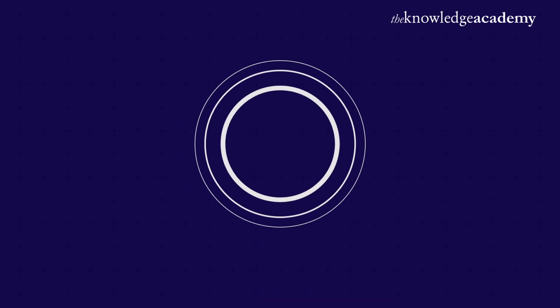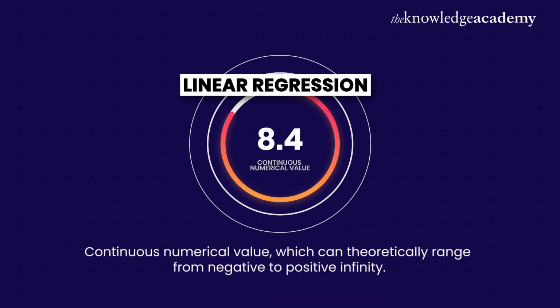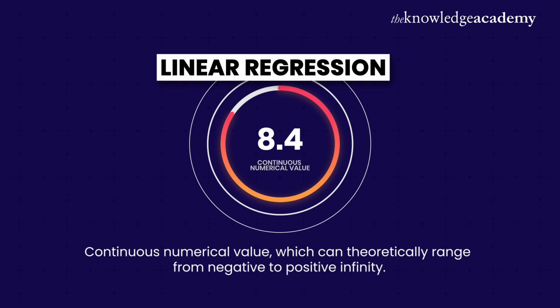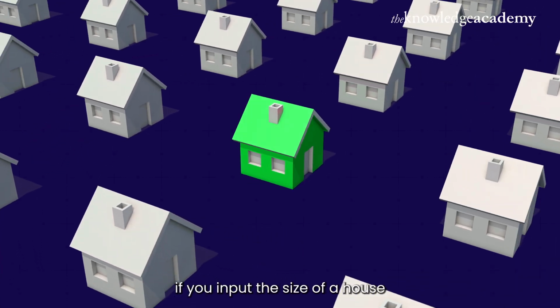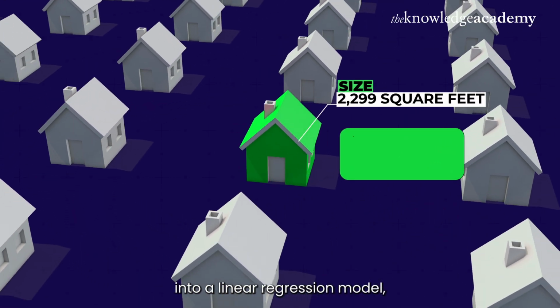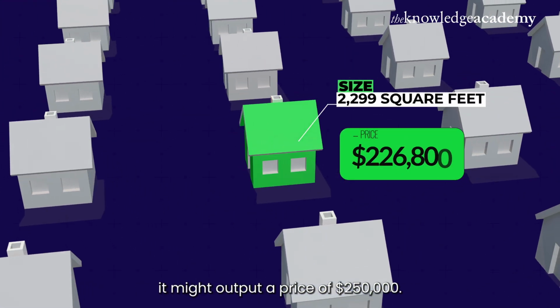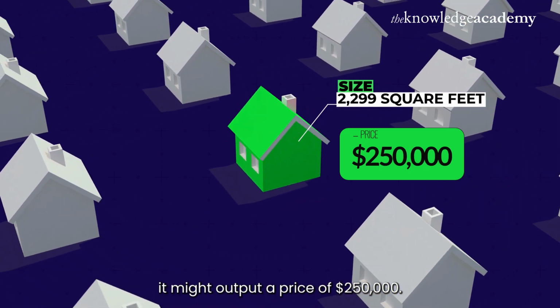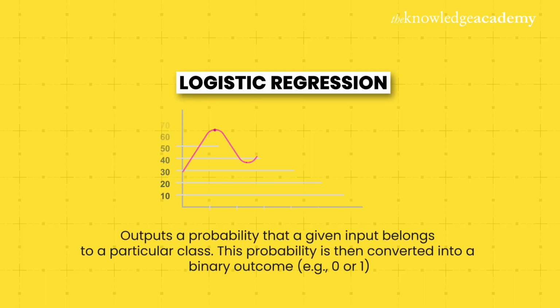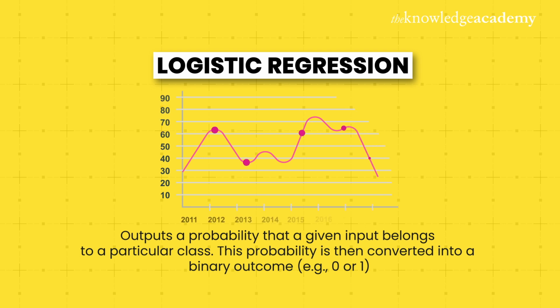The output of a linear regression model is a continuous numerical value, which can theoretically range from negative to positive infinity. For example, if you input the size of a house into a linear regression model, it might output a price of $250,000. Whereas logistic regression, on the other hand, outputs a probability that a given input belongs to a particular class. This probability is then converted into a binary outcome that is 0 or 1.